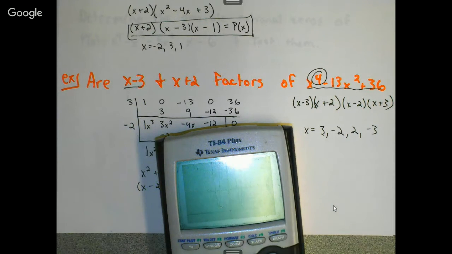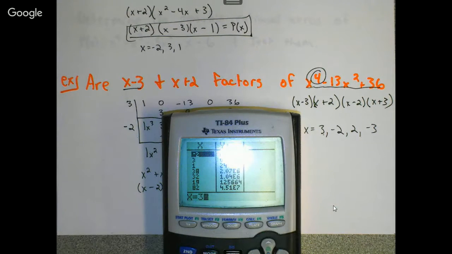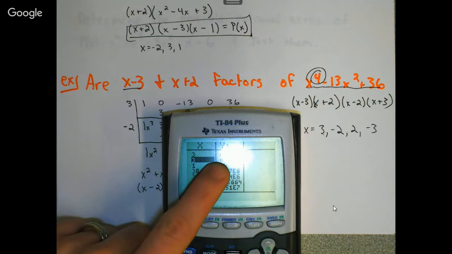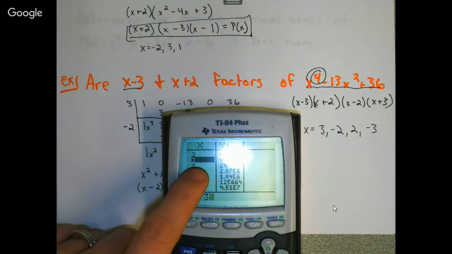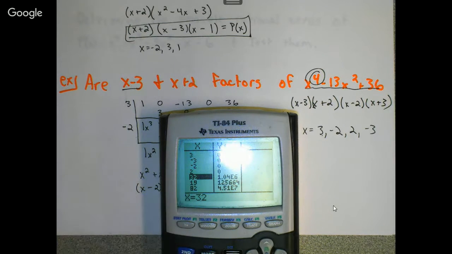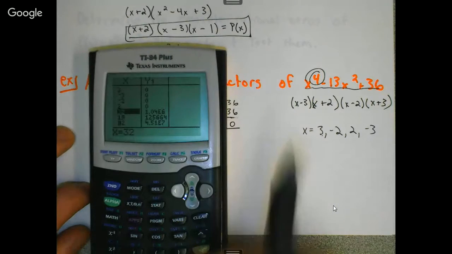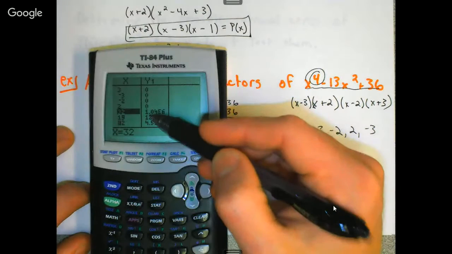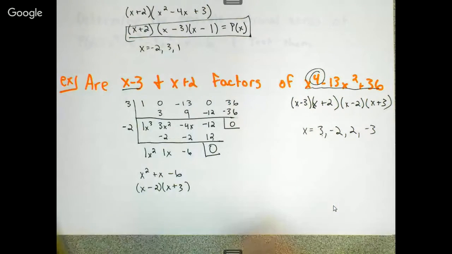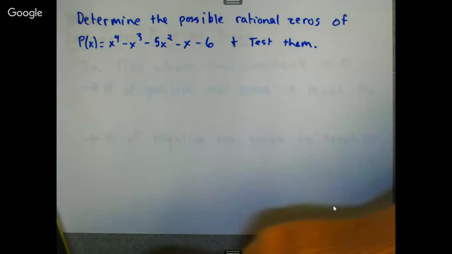Again, check it on the table. I got 3, 0. Negative 3, 0. Negative 2, 0. 2, 0. That tells me indeed that they are all zeros. Okay? Calculator is a great resource for checking your answers on this kind of stuff.